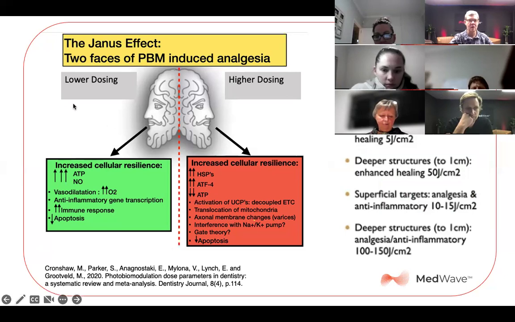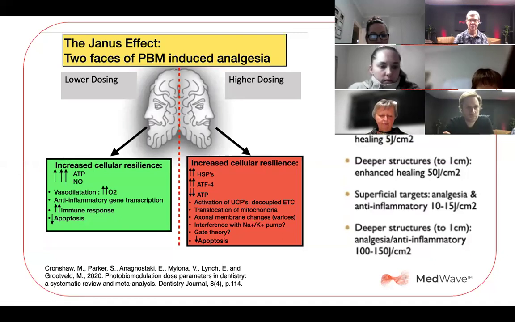And lower dosing increases ATP production, nitric oxide signaling. You get more oxygen because of vasodilatation. It starts to turn the overall signaling in the tissue to a more anti-inflammatory tone. You get better immunity and less cells being damaged or destroyed.